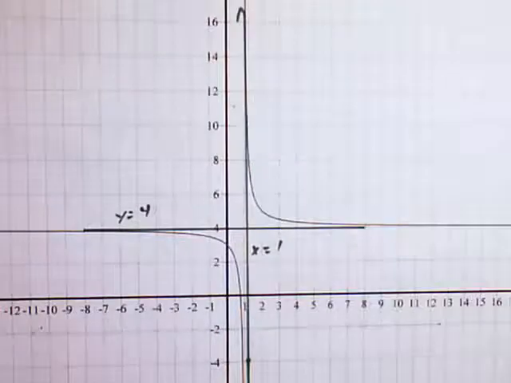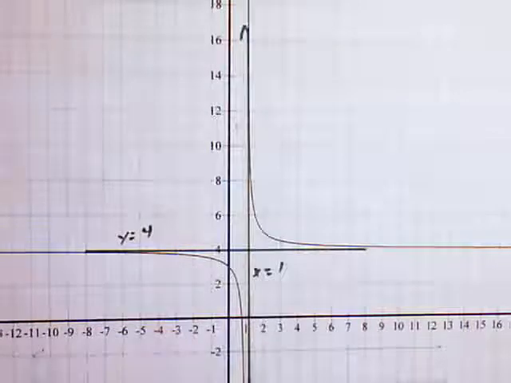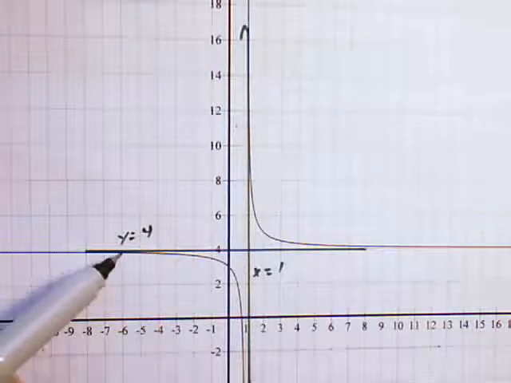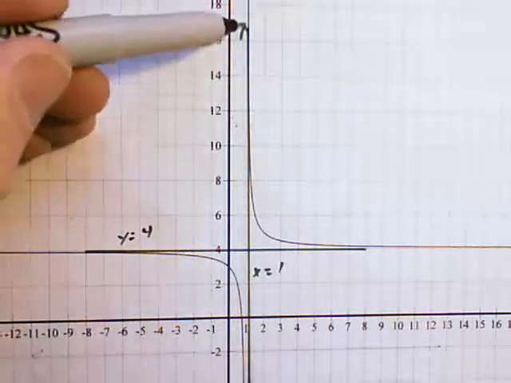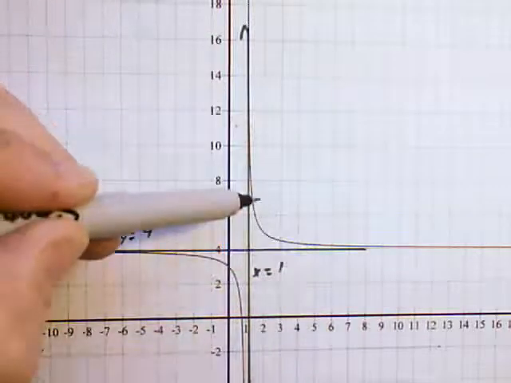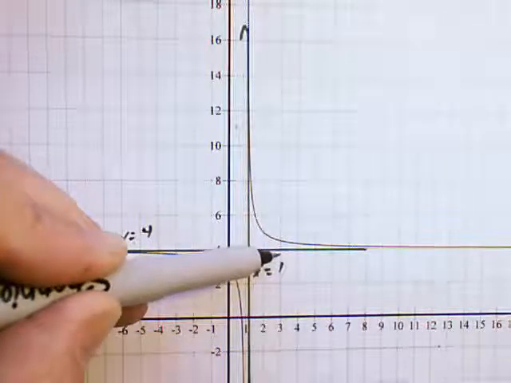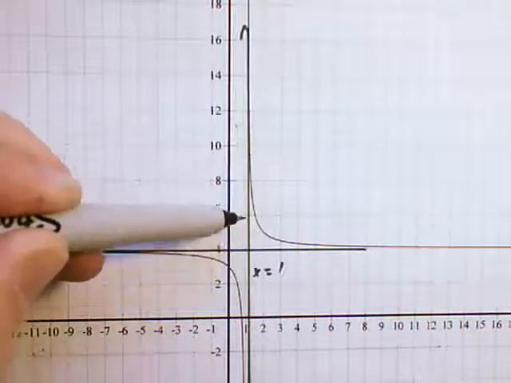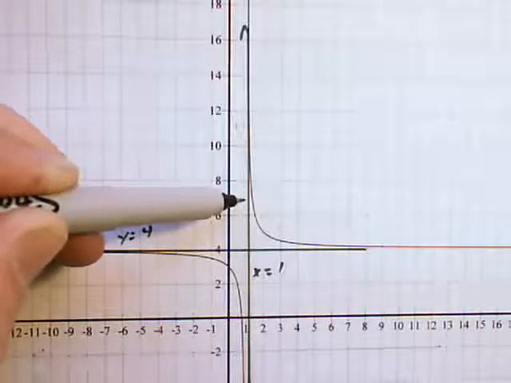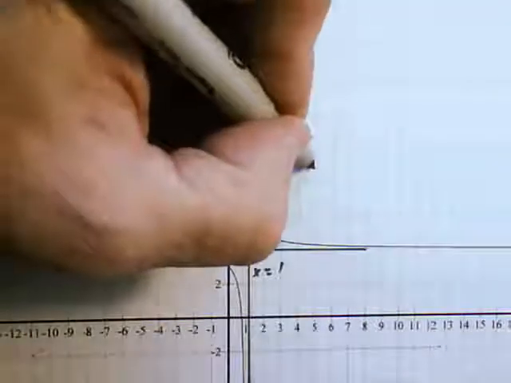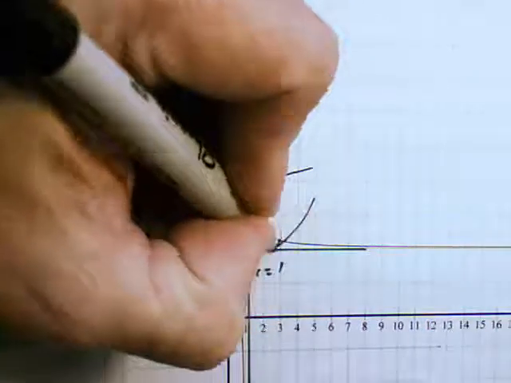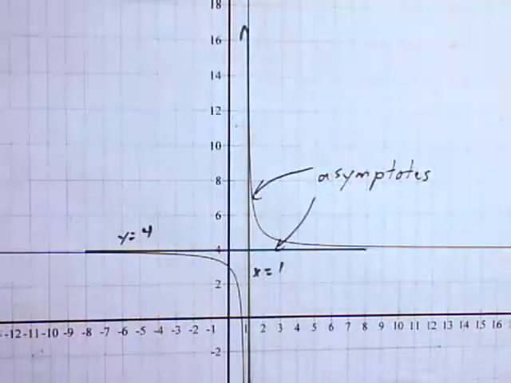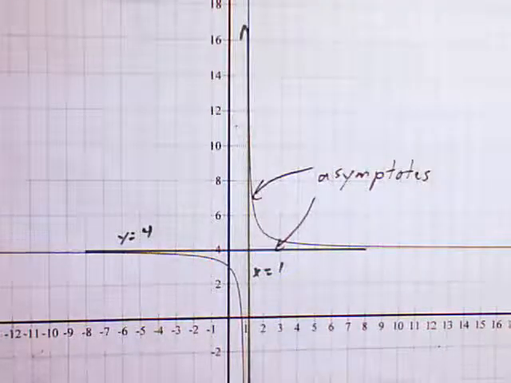Here we have a function that goes in a long swoop this way and in a long swoop this way. This section here seems to get very close to the horizontal line y equals 4, but it never touches it. It also seems to get very close to the vertical line x equals 1, but never touches it. These two lines here are called asymptotes. They are lines that a function or relation approaches but never touches.